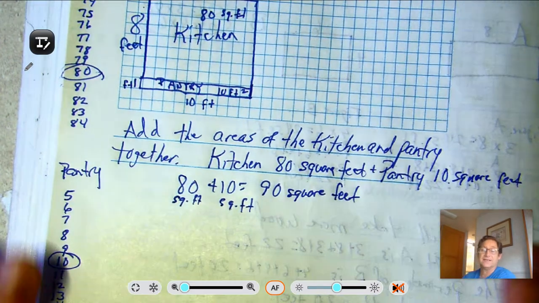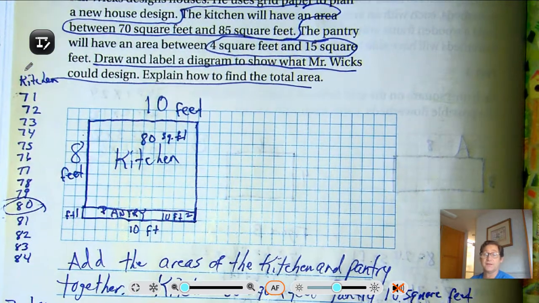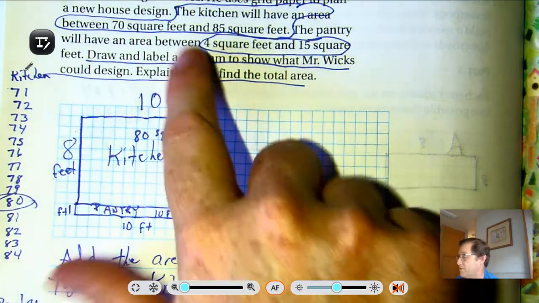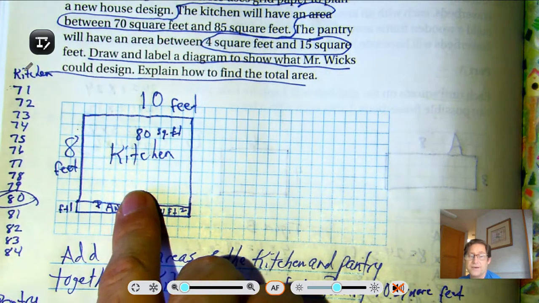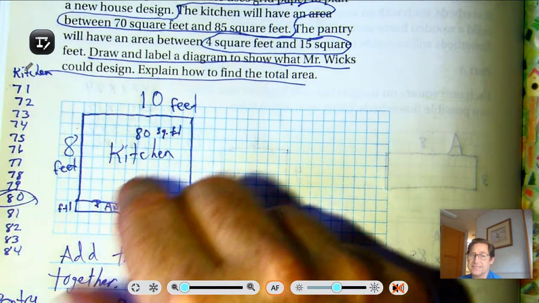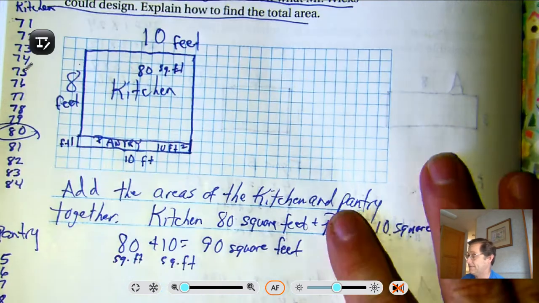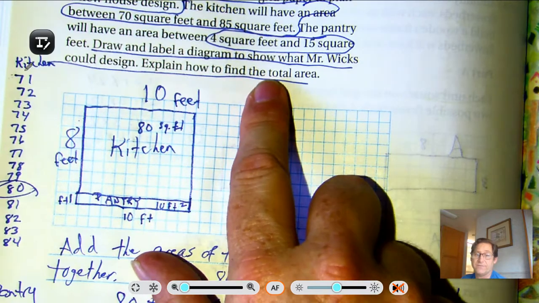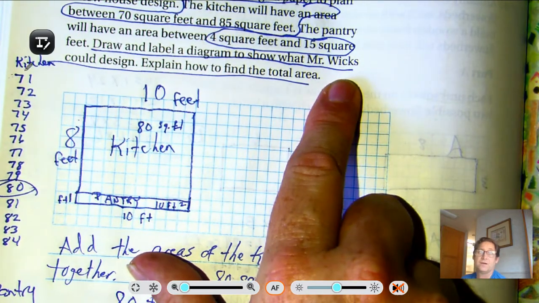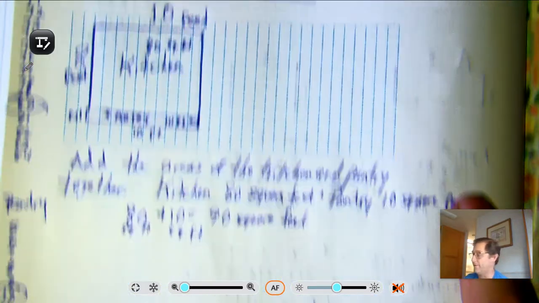Okay, now let's double check to make sure we've answered what we're supposed to. The kitchen was supposed to have an area between 70 and 85. Well, if we do an 8 by 10, that's 80 square feet. 80 is in between 70 and 85. It says the pantry will have an area between 4 and 15. So I did a 1 by 10, and 10 is in between 4 and 15. Okay, so the parts are labeled, and then I had to explain how to find the total area.